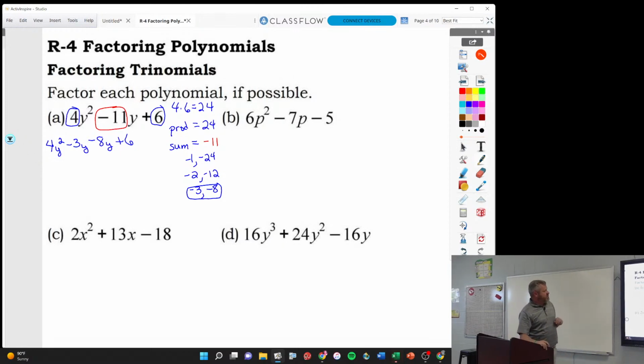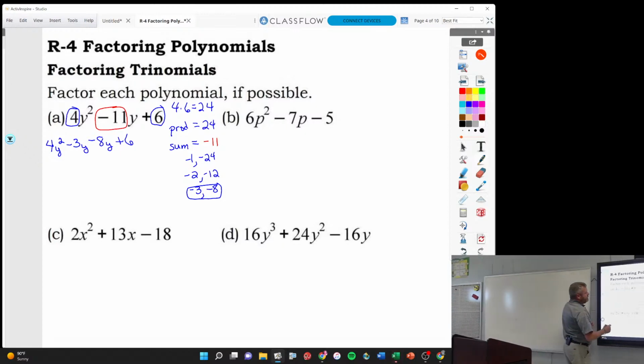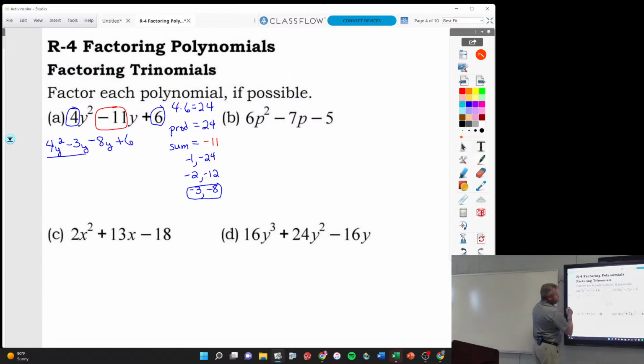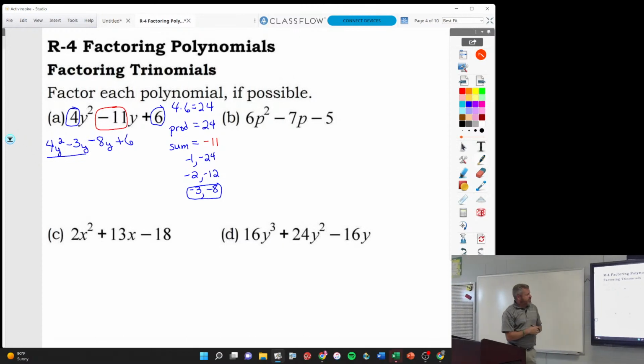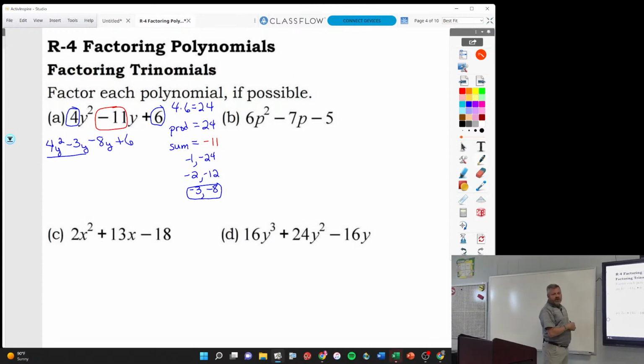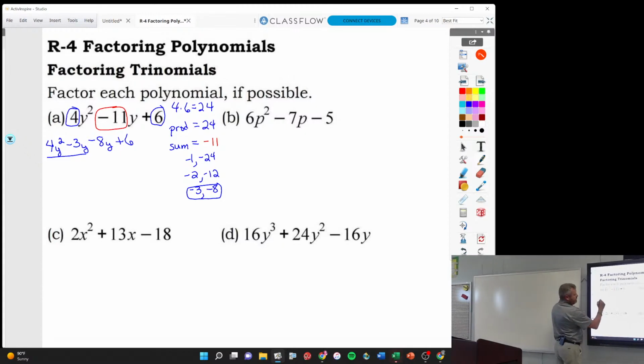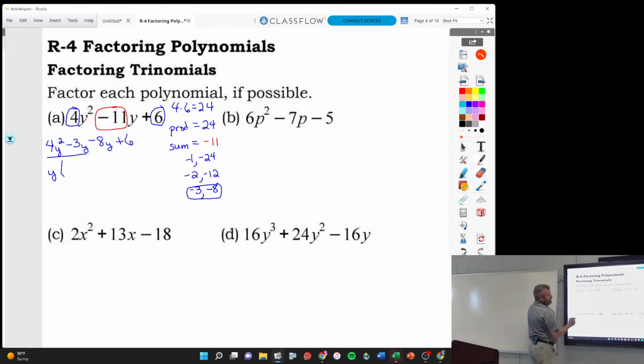Okay, so I chose to write it that way, and again, it doesn't matter if we write the negative 3 first or the negative 8 first. We're going to end up with the exact same answer. Okay? All right, factor by grouping. My first two terms, 4y squared and negative 3y. Well, 4 and negative 3, there's nothing that goes into both of those, but both terms do have a y in it, so I'll factor out a y. If I take a y out, I'm left with 4y minus 3.